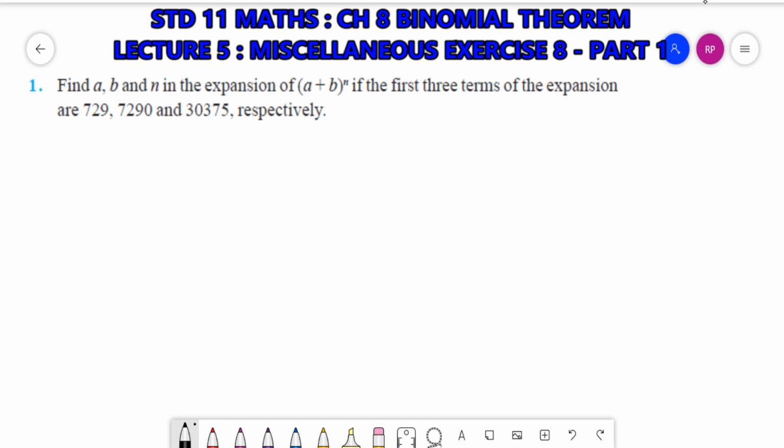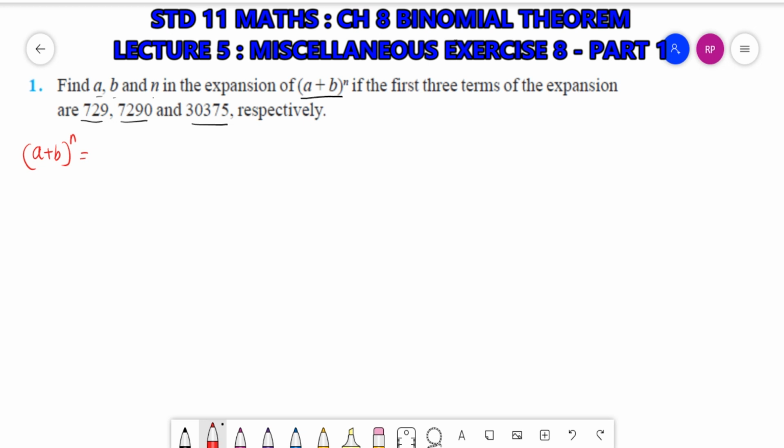Question number 1. In the expansion of (a + b) raised to n, if the first three terms of the expansion are 729, 7290, and 30375 respectively, you have to find out a, b, and n. (a + b) whole raised to n.